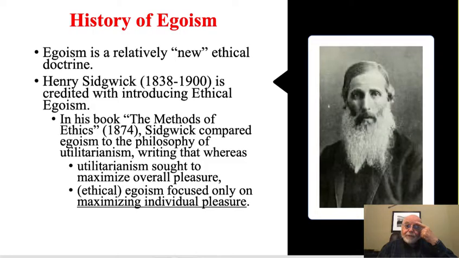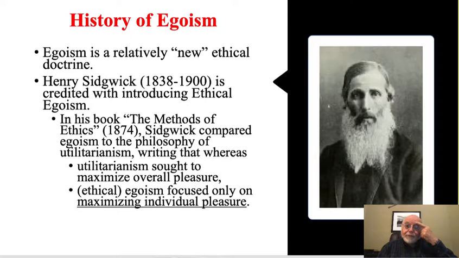Well, the history of egoism. Well, it's a relatively new ethical doctrine. Henry Sedgwick, an English scholar, in his book Methods of Ethics, is the first one to introduce the topic, introduce the title, and distinguish it as a distinctive form of consequentialism that totally stands out from all the traditional forms of consequentialism, or the traditional forms of utilitarianism, in other words.